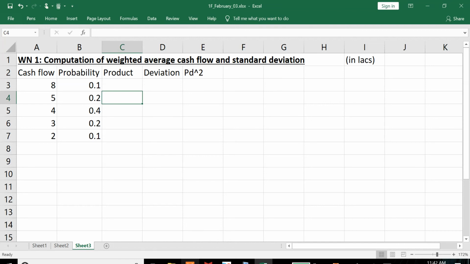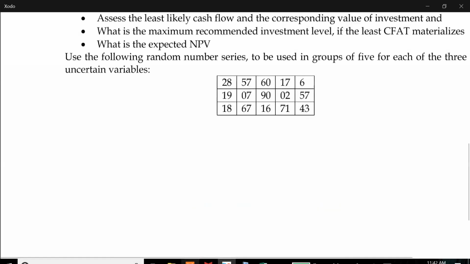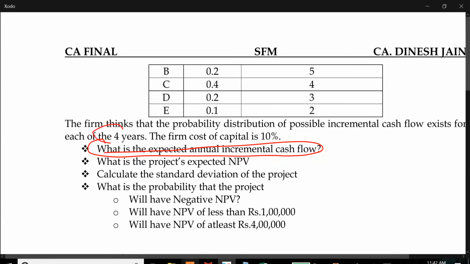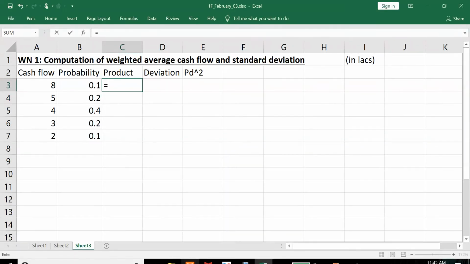This is the annual cash flow. Every year this is going to happen. Every year we are going to generate this cash flow. They are saying it is very sensitive to the economic condition. If the first event happens, every year you will generate 8 lakh. If the second event happens, every year you will generate some 5 lakh. This will happen for a period of 4 years. Product, deviation, PD square completed.